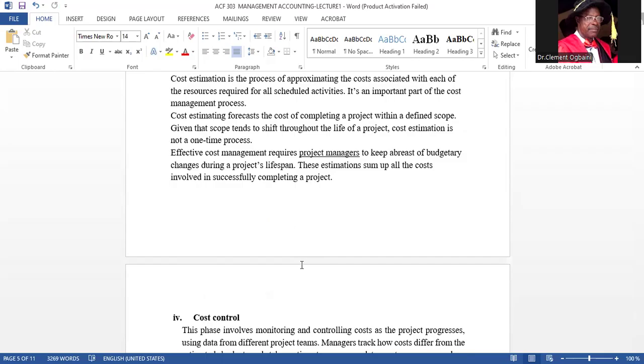So this one involves rigorous forecasting and planning before you can be able to prepare a budget that is workable. But the idea is that the budget becomes a blueprint. It becomes a working document with which the management accountant can regulate the organization.